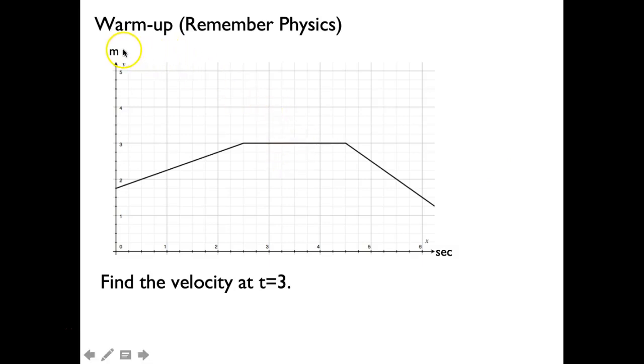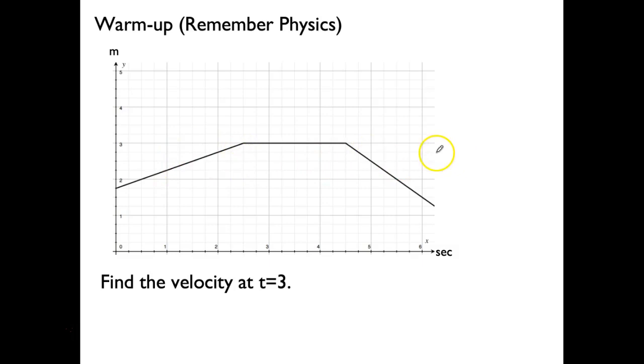Okay, so I have a distance time graph. The y axis is measured in meters, and the x axis is measured in seconds. So find the velocity at t equals 3. If you remember from physics, to find the velocity on this graph, what you would be doing is the slope. So rise divided by run.